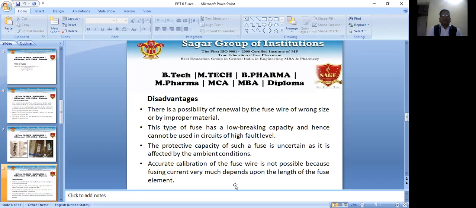Disadvantages: there is a possibility of renewal by fuse wire of wrong size or by improper material. This type of fuse has low breaking capacity and hence cannot be used in circuits of high fault level. The protective capacity of such a fuse is uncertain. It is affected by the ambient condition. Accurate calibration of the fuse wire is not possible because fusing current very much depends upon the length of the fuse element.